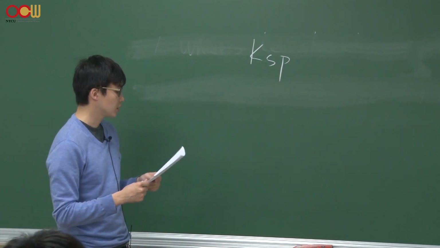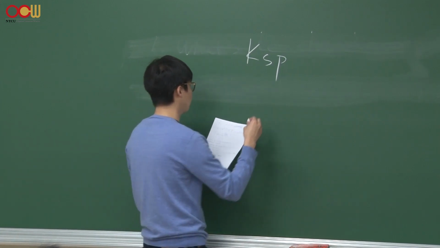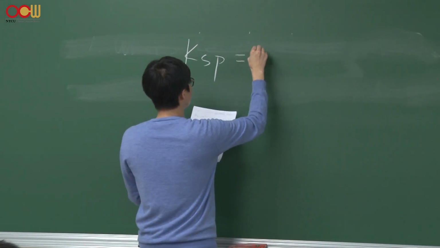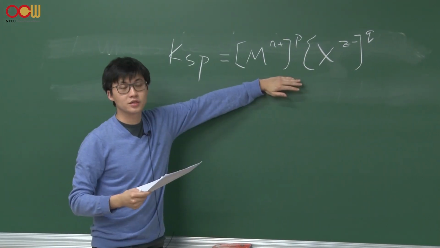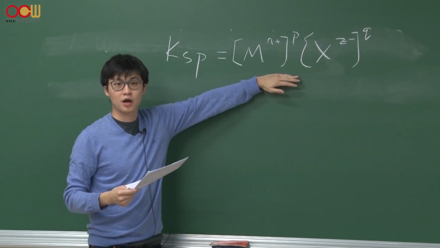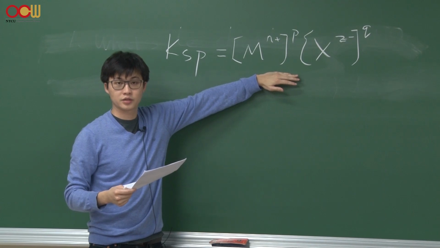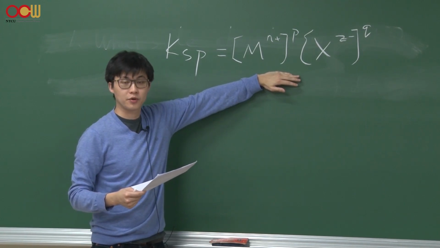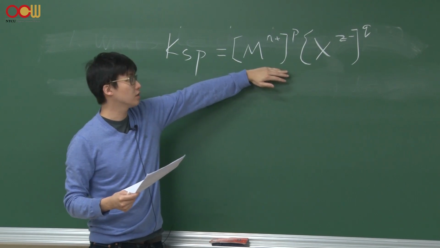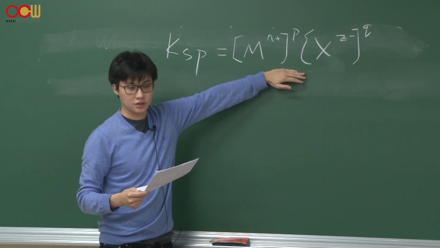So for solubility product, typically it has an equation like this. Okay, because once the solid is formed, it's not in your system anymore. It's a precipitate. So when you write your expression, that term goes away. So you generally look at what is dissolved.